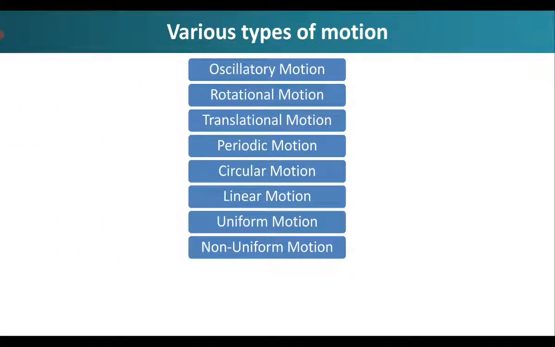In this particular lecture, we will learn about the meaning of oscillatory motion, rotational motion, translational motion, periodic motion, circular motion, linear motion, uniform motion, non-uniform motion. Such motions are of different types, but we must be able to differentiate among all these types of motion. Then and only then can we understand the physics behind the motion, as well as the motions that we have to give to different links which are used in mechanisms.